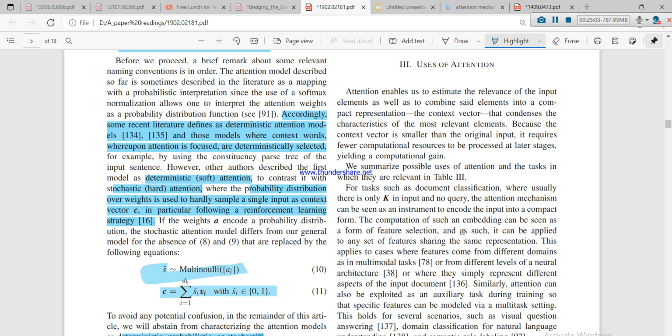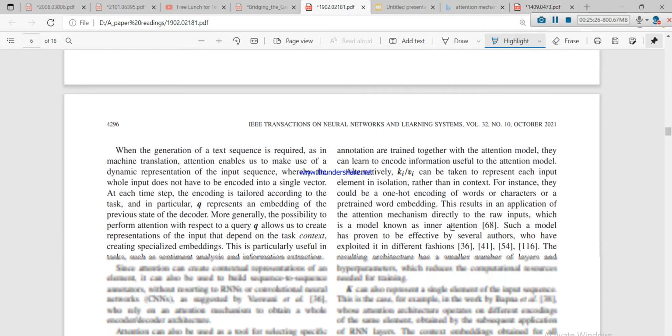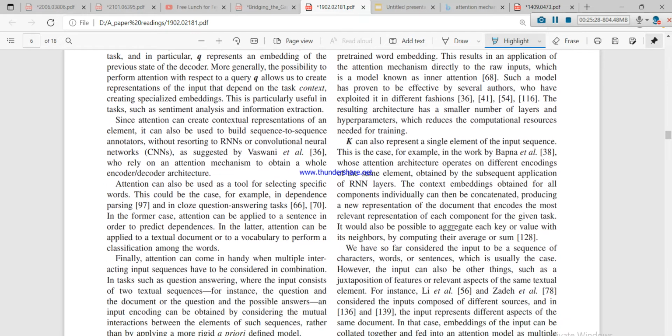This section includes the use of attention. Attention enables us to estimate the relevance of input elements. They are just saying that every word has an importance in the context vector. So that's what they are saying. And they have given an example of how this attention is important.